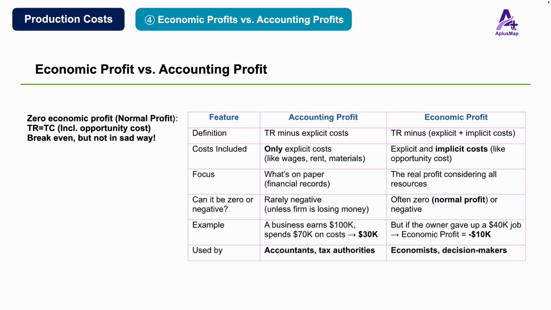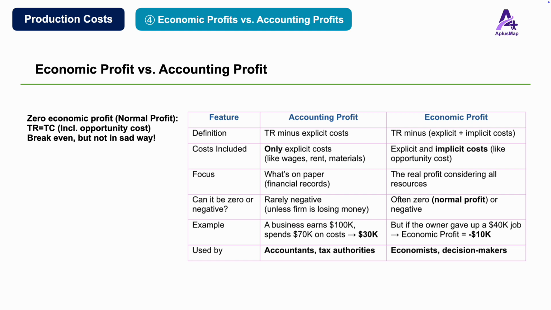What does zero economic profit mean? Is that bad? Not necessarily. Zero economic profit is called normal profit. It means your total revenue is exactly equal to your total cost, including all those implicit opportunity costs. So you're covering everything, including what you could have earned elsewhere. Yes, it means you're doing just as well in this business as you would in your next best alternative. Your resources are earning their keep, basically. It's sustainable. It's not a sad situation. It means this is a perfectly viable use of your resources. Okay, normal profit, breaking even economically.